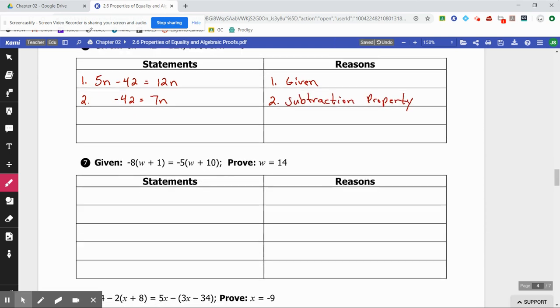Step number 3, to get n by itself, I'll now divide by 7. So when I divide negative 42 by 7, it gives me negative 6. And the right side, I have just my n, and that would, again, be the division property.